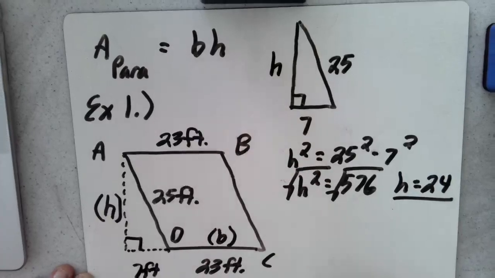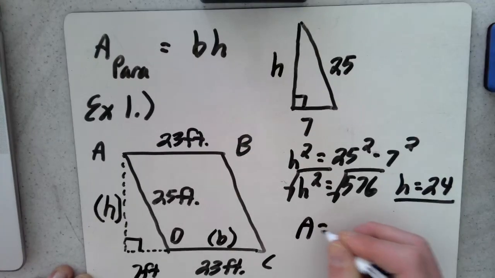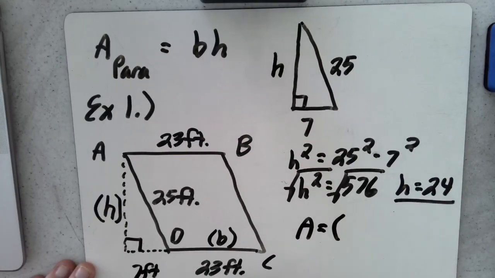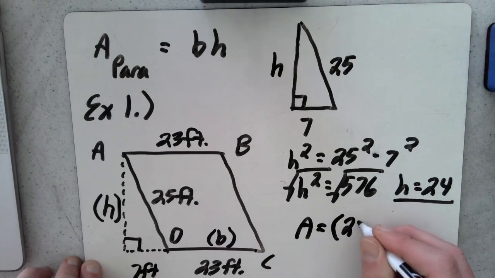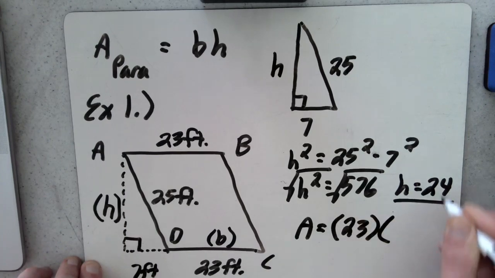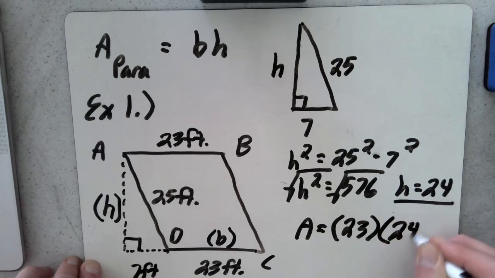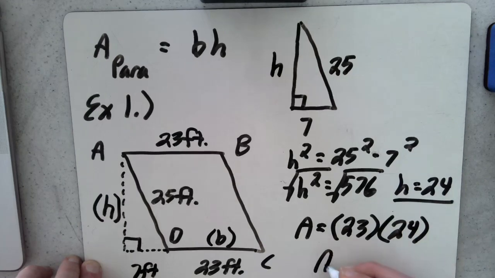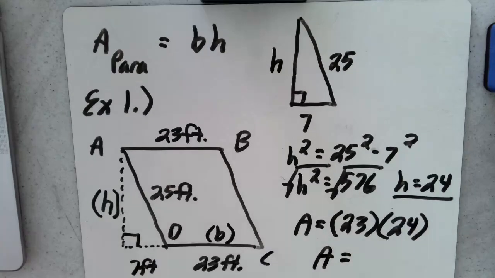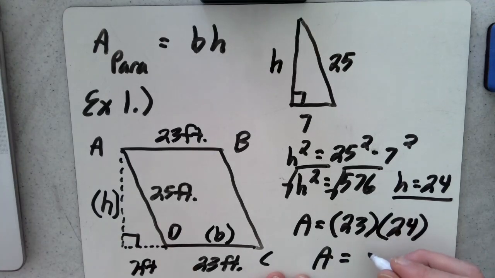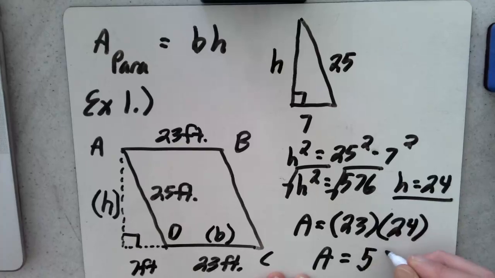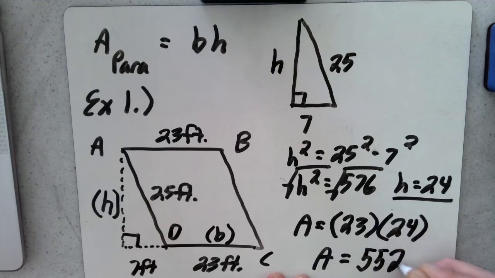So now that I know my height and I know my base as 23, we can plug them into the formula. A equals base of 23 times the height of 24. Go ahead and calculate this out using my calculator. 23 times 24, and I end up with 552.